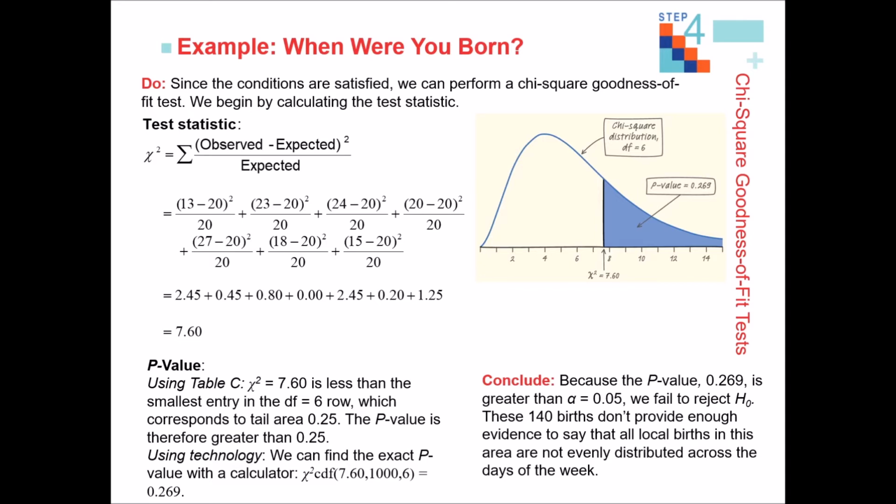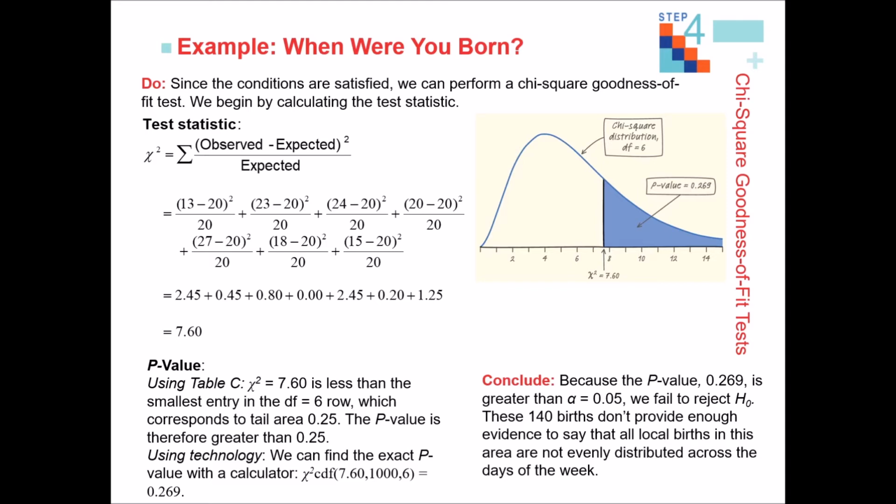I know that's a double negative. I know there are some of you out there thinking, well, that means that local births are evenly distributed. We have not proved that. We just have failed to disprove it, which is a different thing. Okay, let's move on to our next example here.